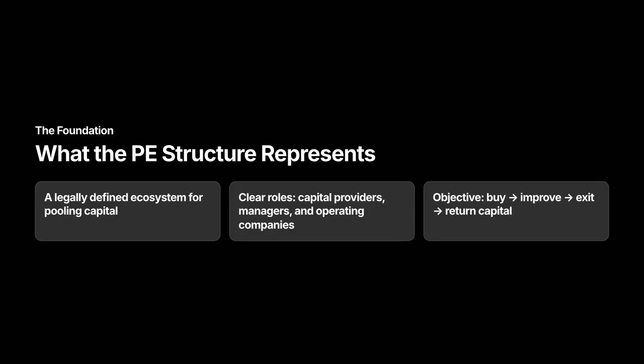What the PE structure represents. A private equity structure is a legally stitched ecosystem built to pool capital from investors, deploy it into companies, improve them, and exit for profit. Everyone inside the structure has defined boundaries: who supplies money, who manages it, and who actually runs the operating companies. The loop is simple: buy, improve, exit, distribute. But the governance around it is precise because billions may move through this structure.